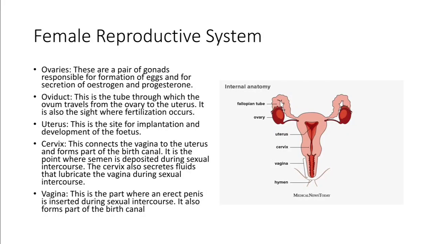Vagina. What's the function of the vagina? This is the part where an erect penis is inserted during sexual intercourse. It also forms part of the birth canal. I'm sure we know what it means when we say birth canal. It's just like a passage during birth. So the vagina also forms part of the passage during childbirth as the baby is coming out. So that's the female reproductive system, my excellent biology students.